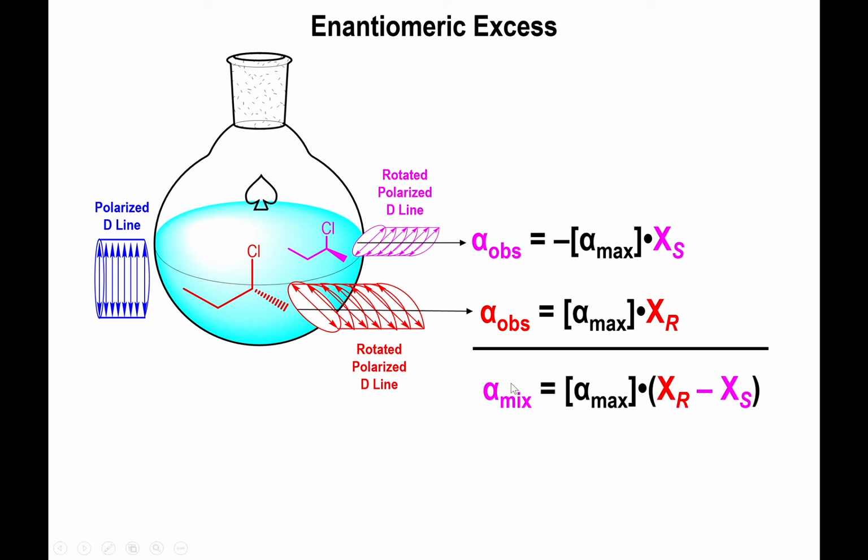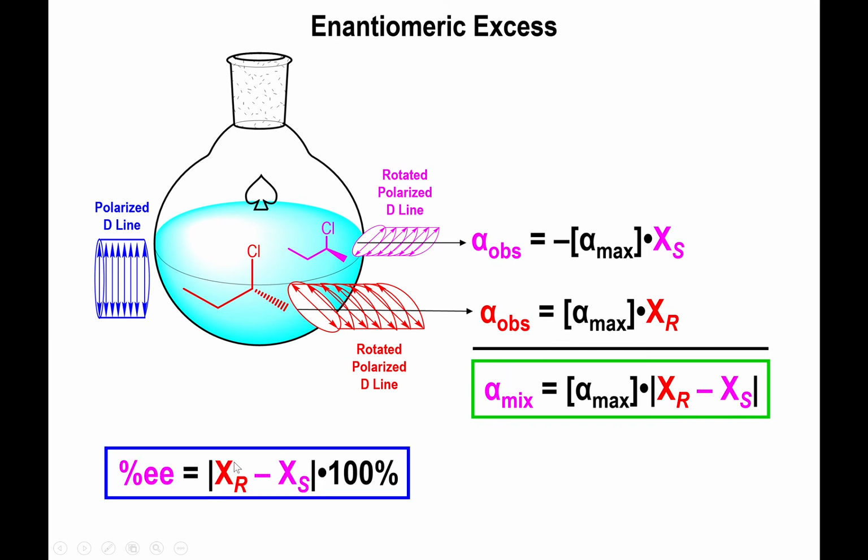So the rotation of the mixture is now going to be simply the maximum rotation times the difference of the mole fractions of the R or S isomer. Now, since technically speaking, the R isomer does not need to be the one that's present in greatest amount, this is more the absolute value of the difference between the two mole fractions for the enantiomers times the maximum rotation. This is what you're going to see for the mixture.